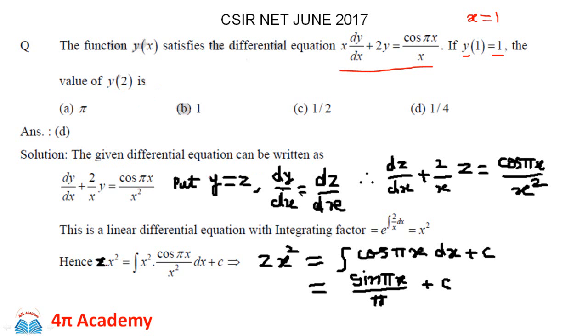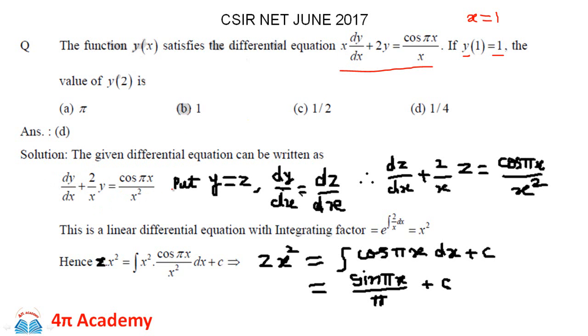Okay, so let us begin with the solution. First you have to reduce this equation into the form of a linear differential equation. So let us divide this whole equation by a factor x. Then I will get the equation as dy by dx plus 2 times y divided by x is equal to cos pi x upon x square.